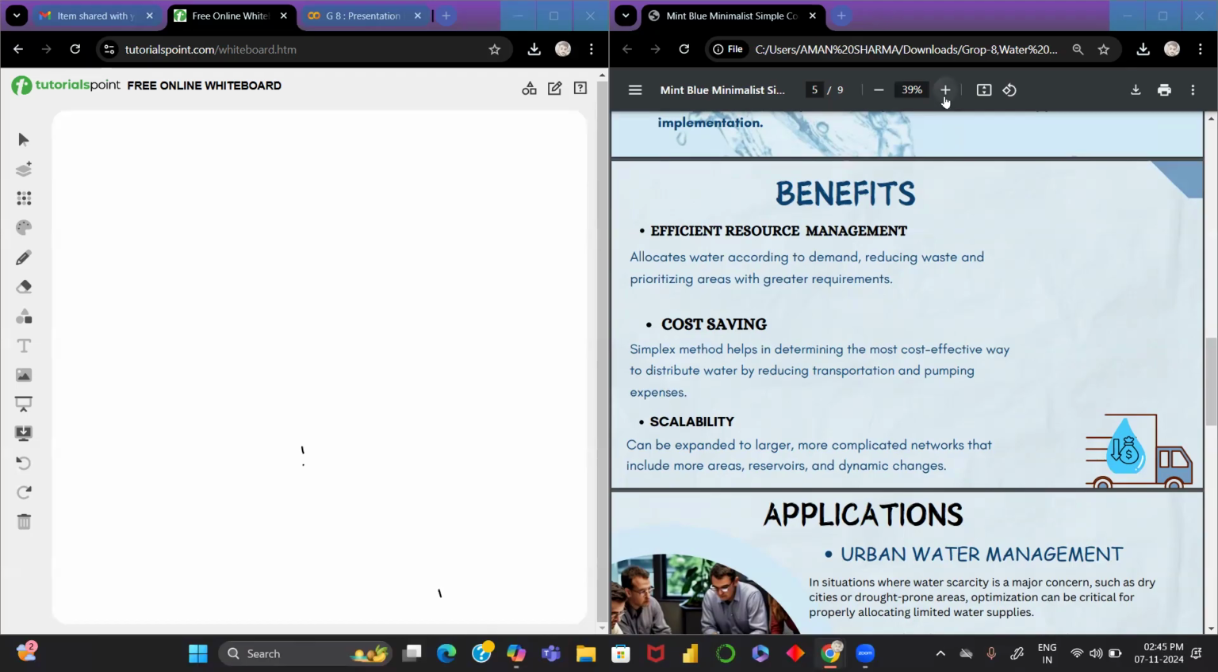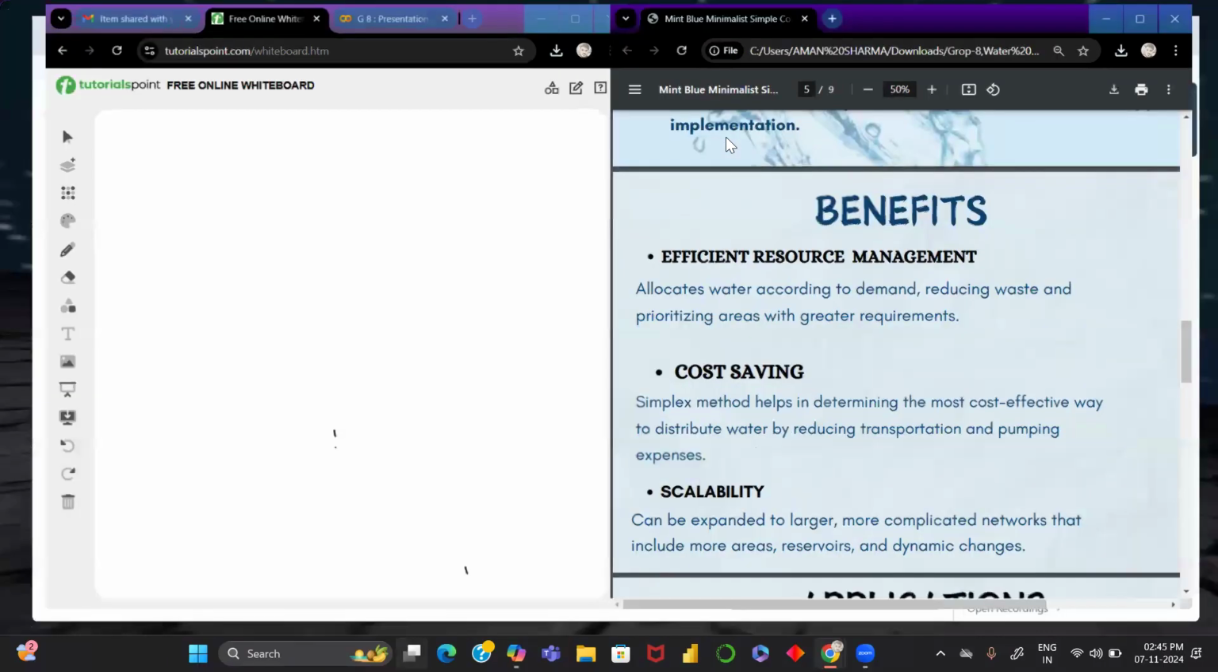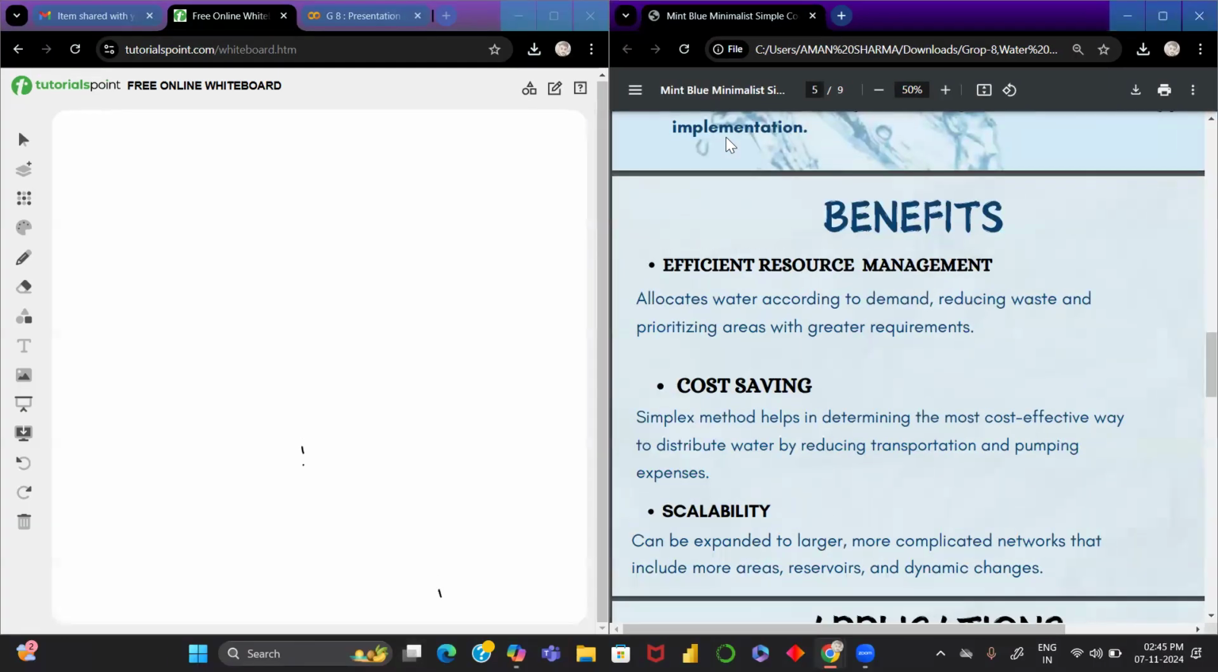The next one is scalability. The scalability of these techniques allows for adjustment based on change in demand, supply, constraint or new infrastructure development without requiring significant change to the basic optimization model.